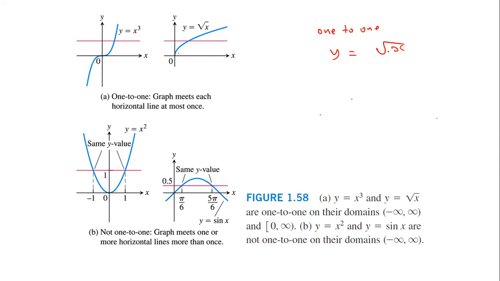Yes, Doctor. It is 1-to-1, right? Because no 2 different numbers will have the same square root. Right? Do you find 2 different numbers that have the same square root? No. So it's 1-to-1, right?